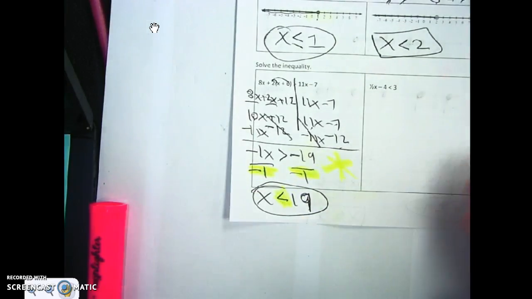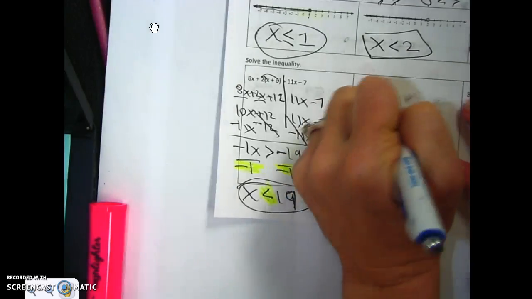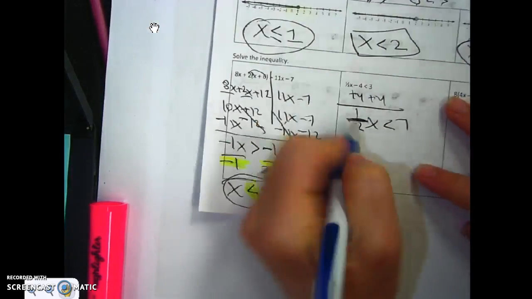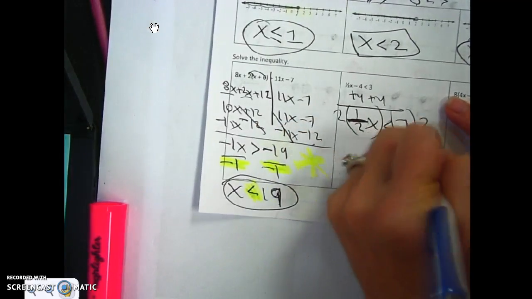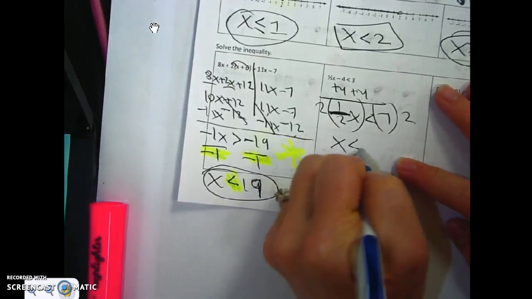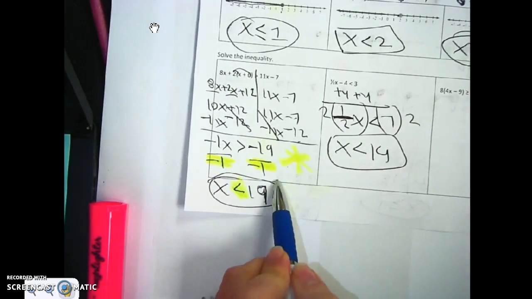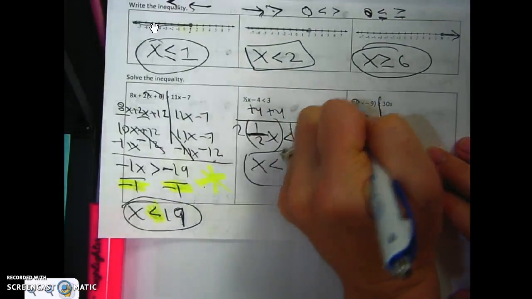Okay, let's do the next one. Plus 4, 1/2 x is less than 7. Because this is being divided by, I multiply. X is less than 14. Okay, it doesn't mean you're switching. You only switch when you divide by a negative. Last one. Multiply, multiply.